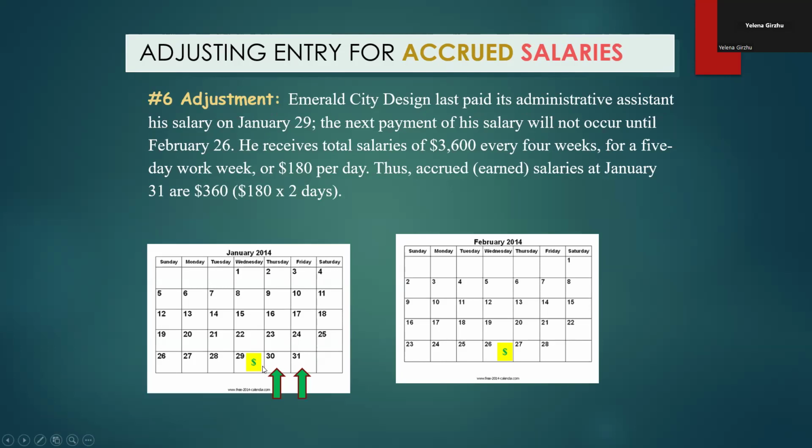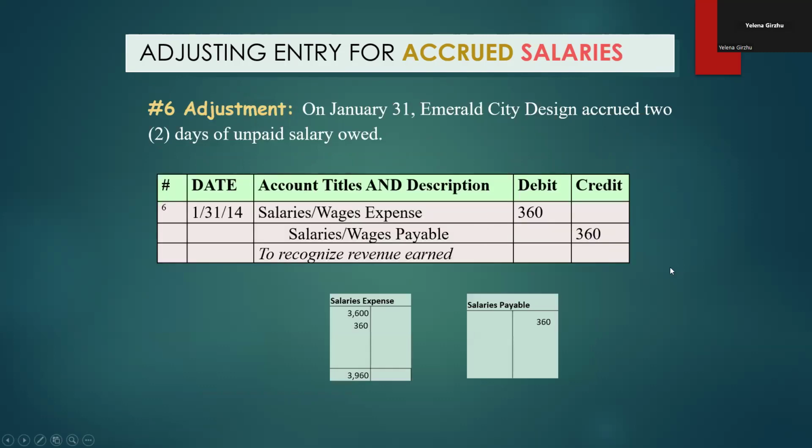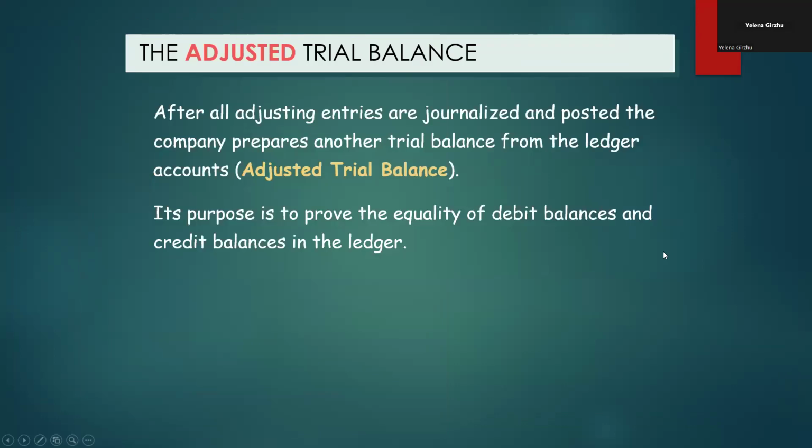If they've worked the 30th of January and the 31st of January, we have to record that we owe that money to them, and we have to record that it's an expense. Salary, wage expense, debit; salary, wages payable, credit. But you usually have to do a calculation. So we say, hey, this employee gets $180 a day. He worked 2 days that haven't been recorded. So we want to put that on the books at $360. And there it is. Okay. So let's review these journal entries and see.